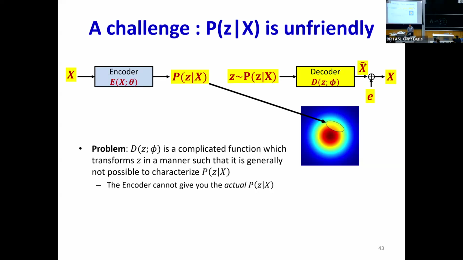So what we are saying is that the overall distribution of Z is a standard Gaussian.